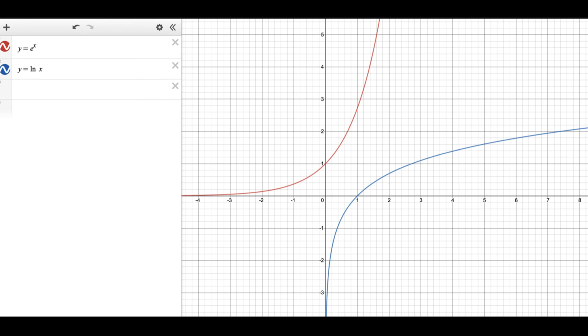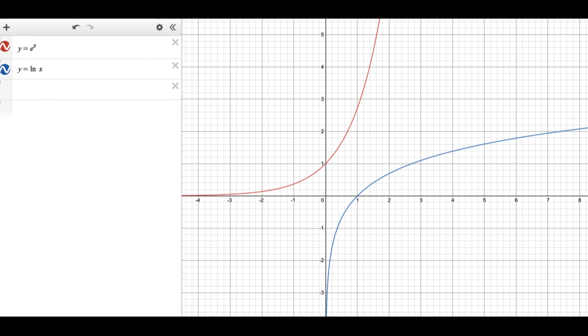So when it comes time to graph all of these, we need to have the picture of the parent function in our head, the general graph. And then from there, the transformations happen. So here you have it, e to the x and the natural log of x in general.